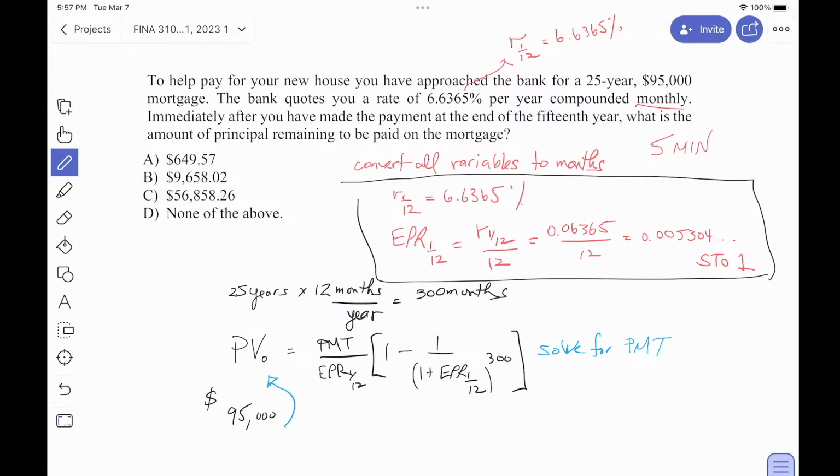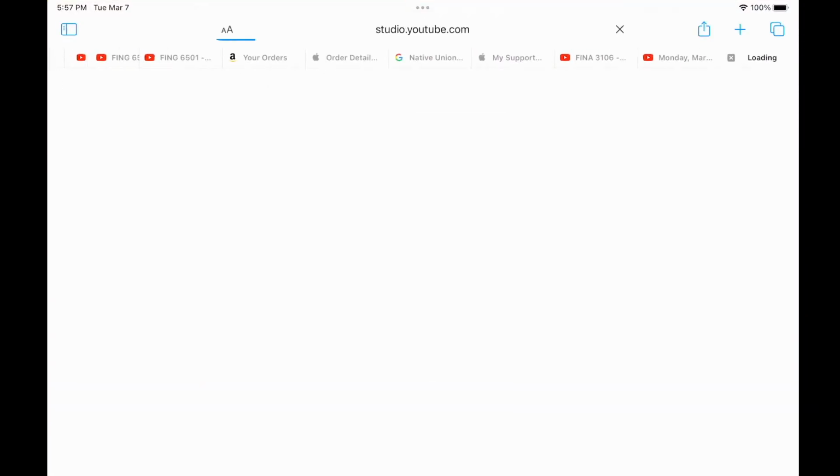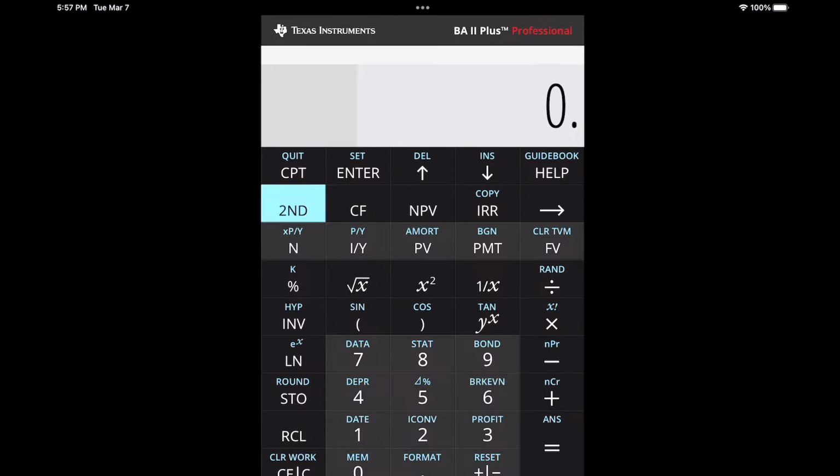So go into your calculator and take 6.6365 divided by 12 and store that. And that's as a percentage. That's the rate I'm going to use for 300 periods at this rate with $95,000 borrowed, nothing in FV. I can compute the payment. So the payment should be $649.57. Now mortgages are paid in dollars and cents, so you have to round that amount.